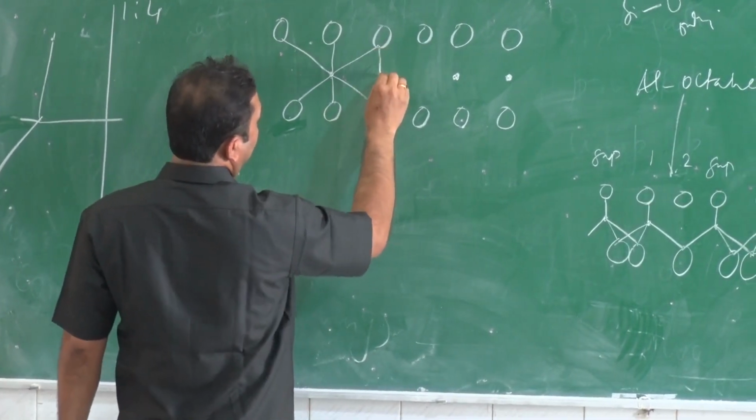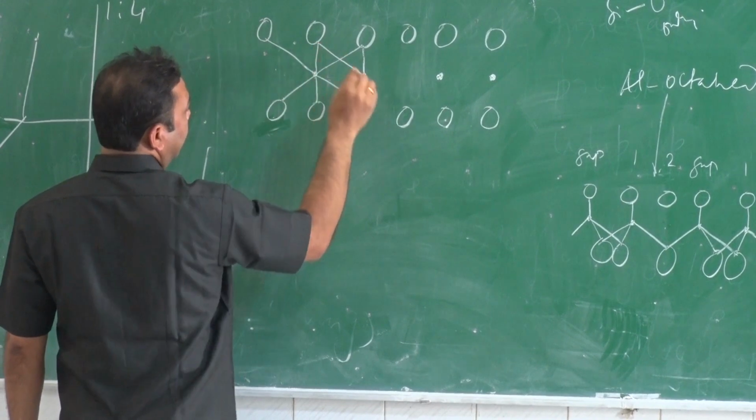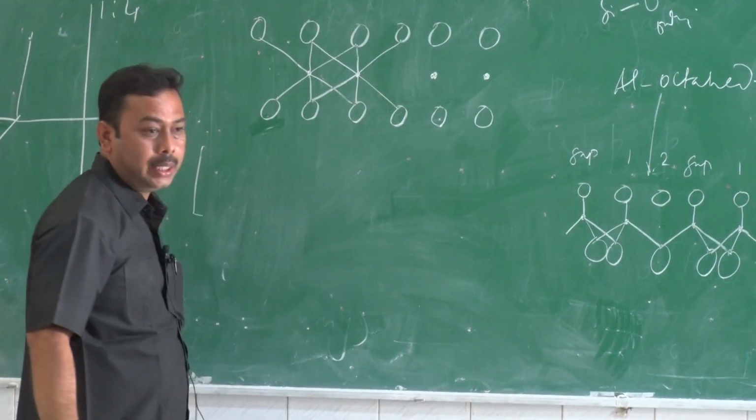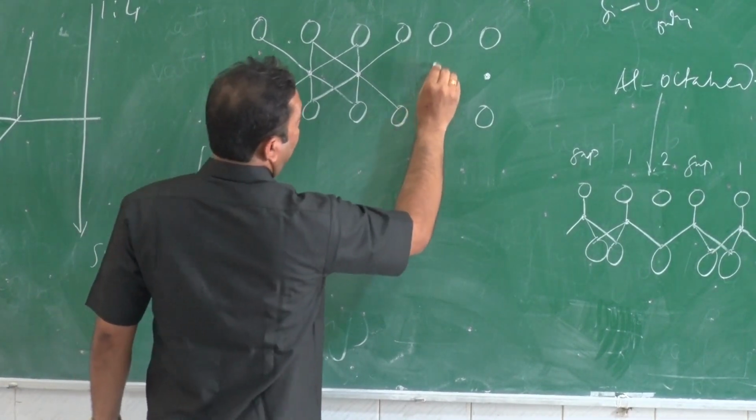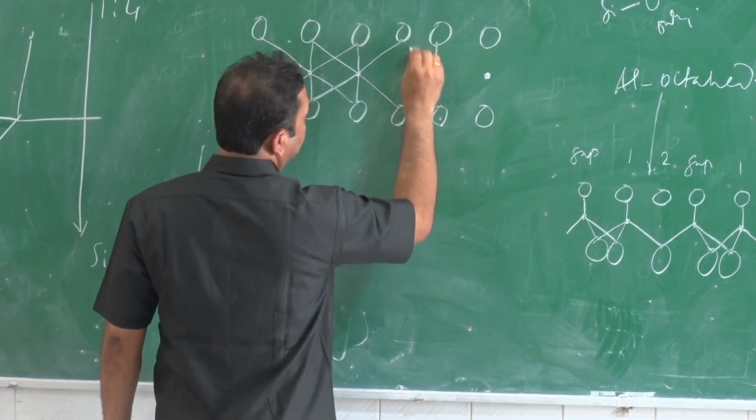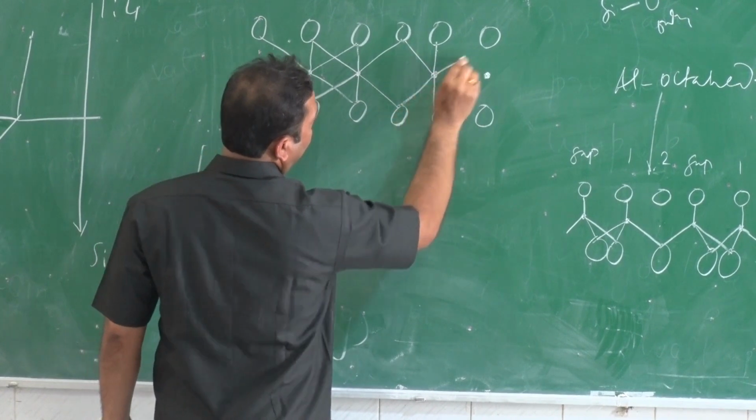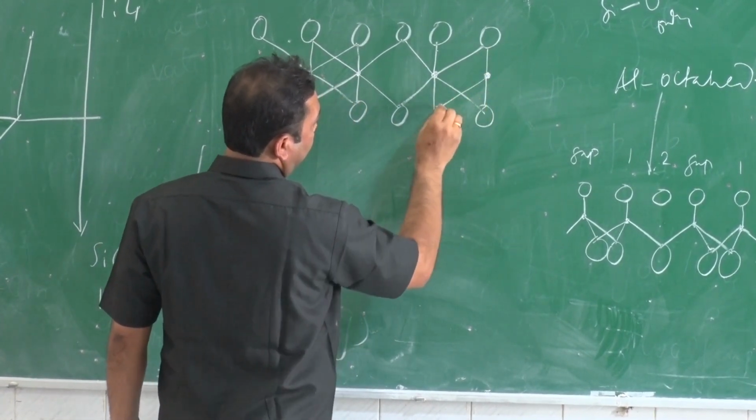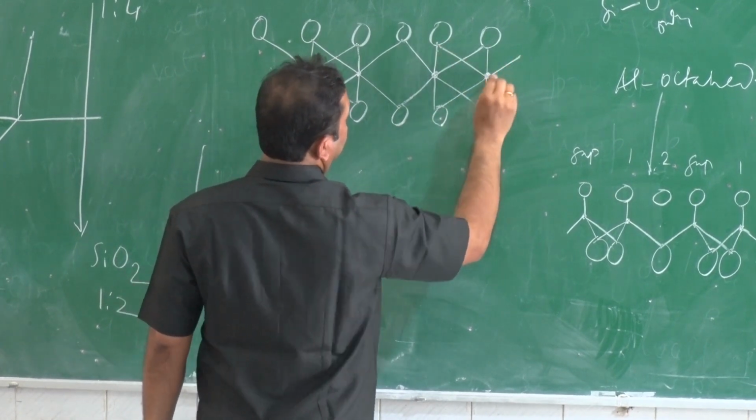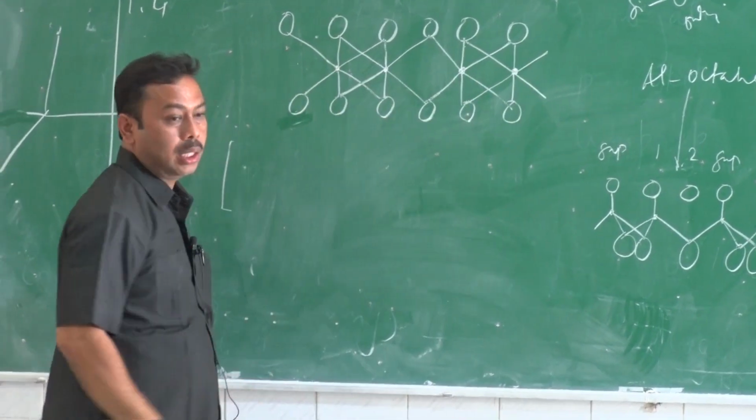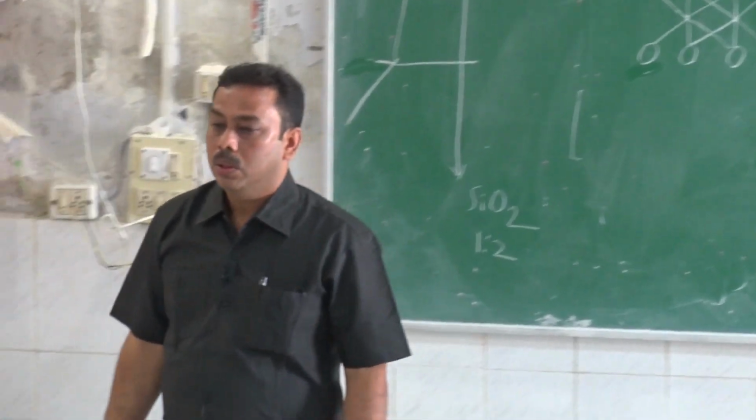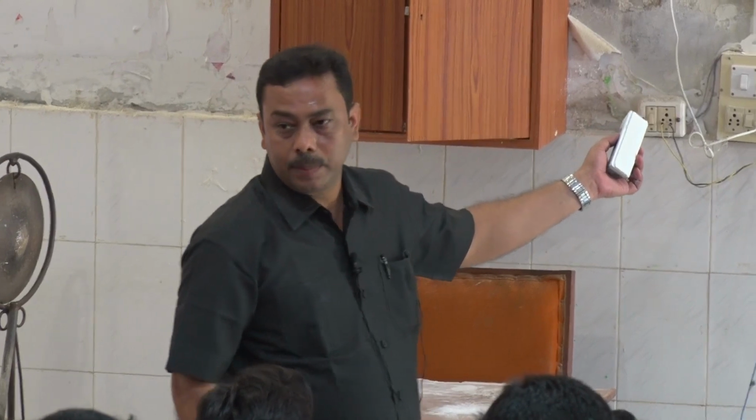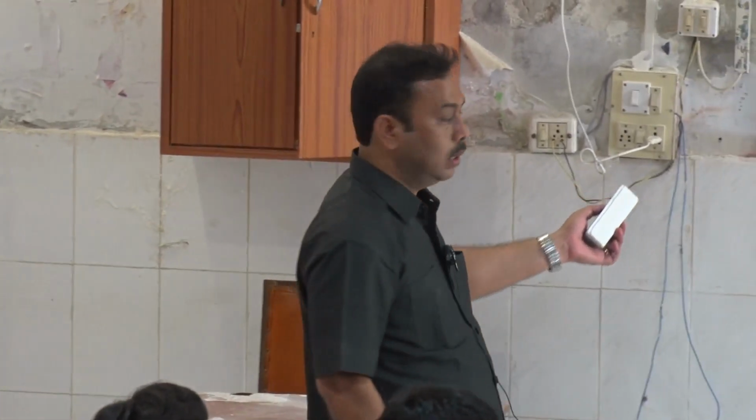Now look, this 1, 2, 3, 4, 5, 6 shared. Now this 1, 2, 3, 4, 5, 6. This is 1, 2, 3, 4. This is a continuous one. So it will go on. Clear? So all the aluminum molecules are sharing 6 molecules. Right?